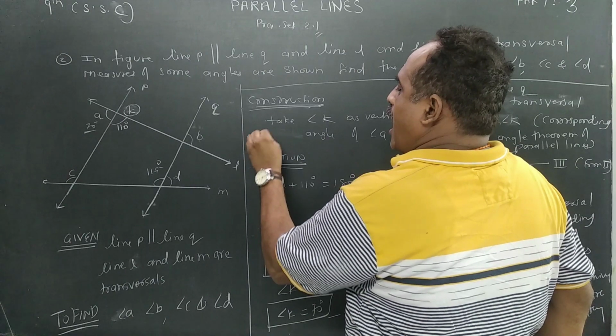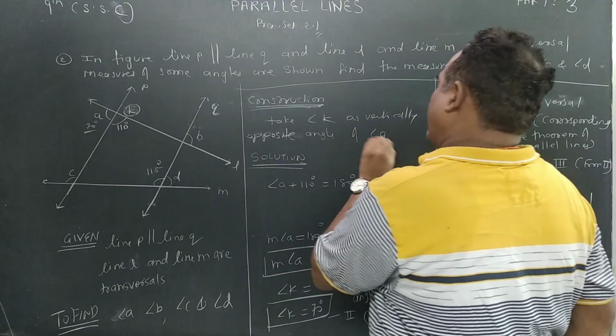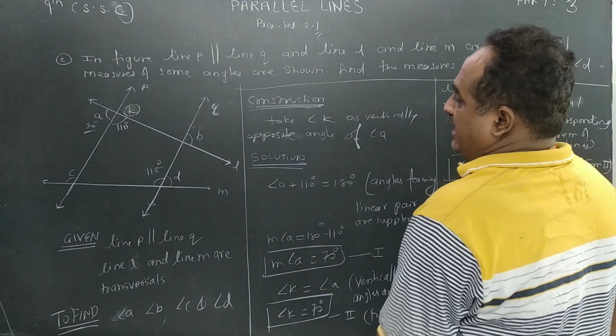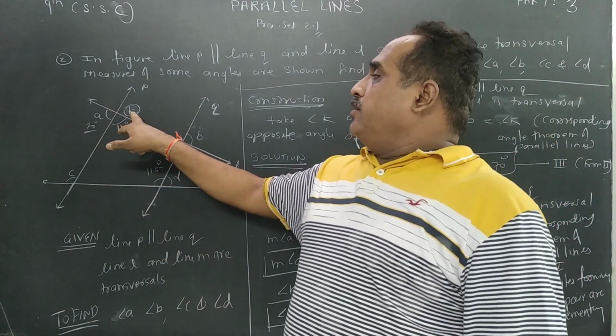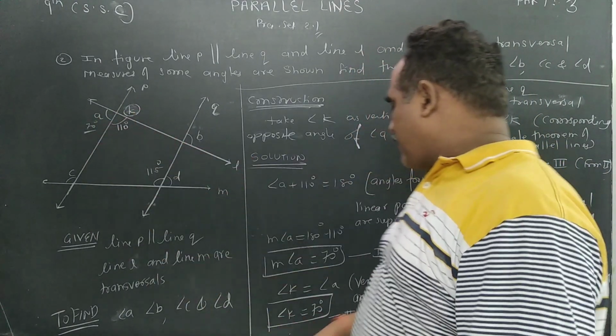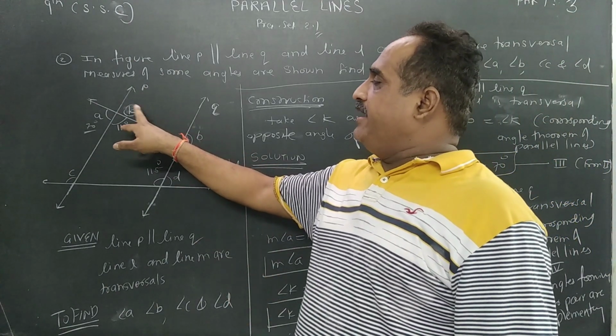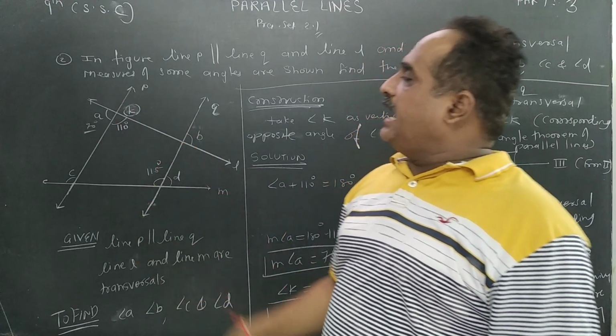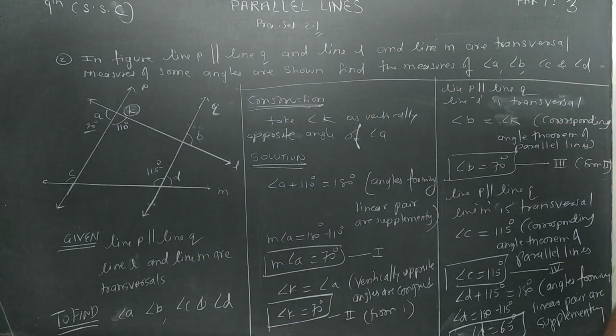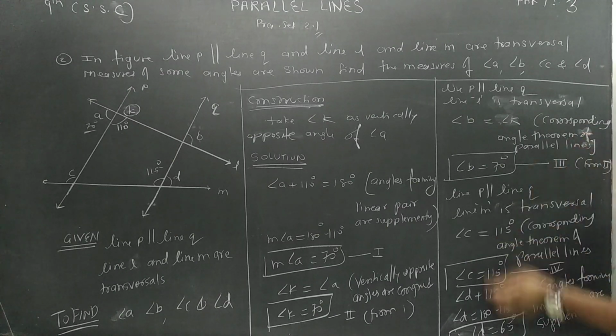What you are going to write it properly? Vertically opposite angle of angle A. So this A and K are congruent because vertically opposite angles are congruent. So angle K कितना आया? 70 degree. What is the relation between B and K? B and K are corresponding angles. So that time we are going to write corresponding angle theorem of parallel lines. That we are going to write it very proper way. Corresponding angle theorem of parallel lines.